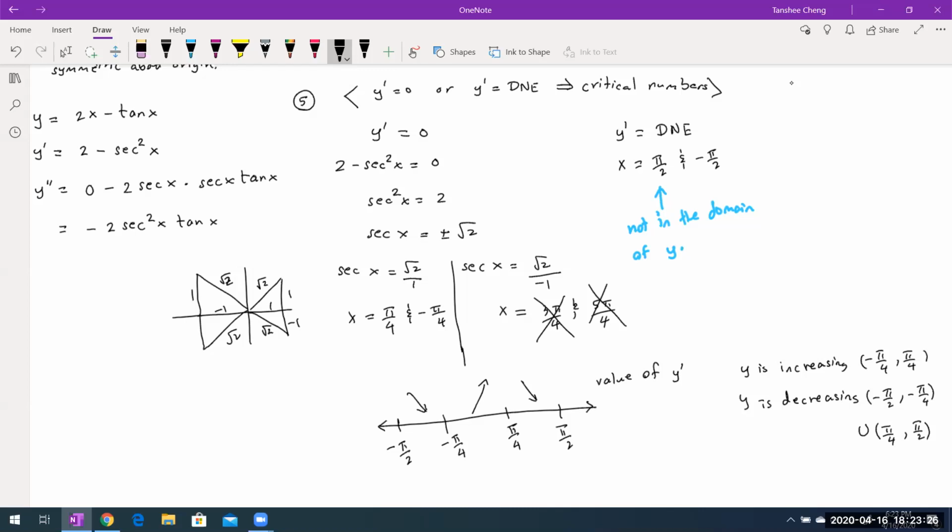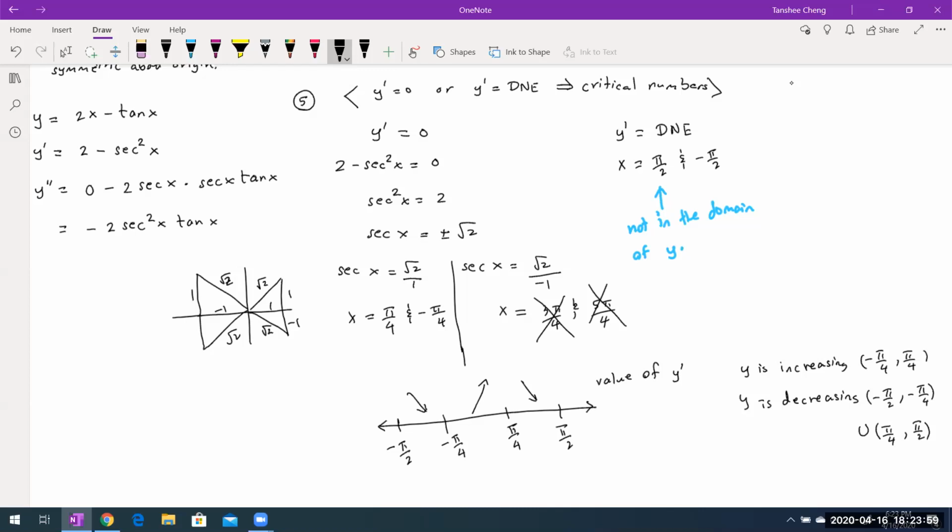And when will this secant x be equal to negative radical 2? That will be pi over 4, 3 pi over 4, and then 5 pi over 4. However, our domain is only between negative pi over 2 and pi over 2. So therefore, these two cannot be our critical numbers. So using pi over 4 and negative pi over 4, along with the endpoints, which are not included, negative pi over 2 and pi over 2, we are testing the value of y prime, right?